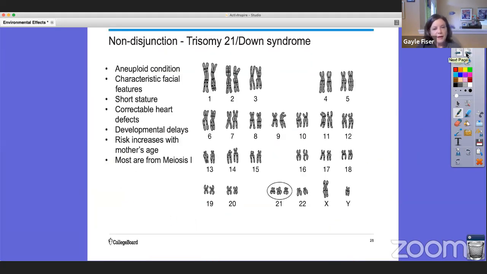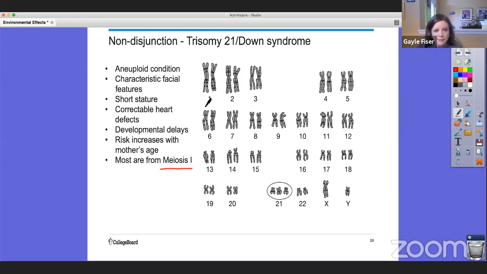Okay, an example of non-disjunction is trisomy 21, which is Down syndrome. It's an aneuploid condition, and it has characteristic facial features, short stature, correctable heart defects, developmental delays, risk increases with mother's age, and most are from meiosis 1. And this is what it looks like.